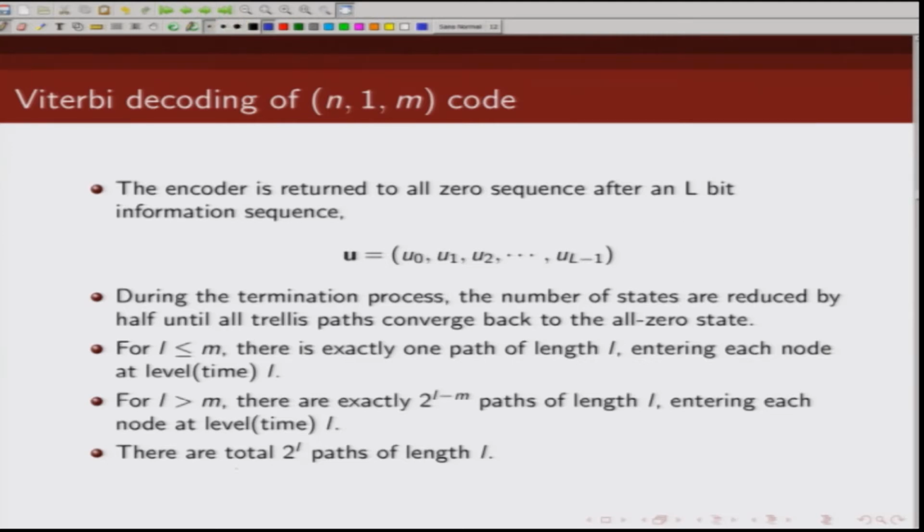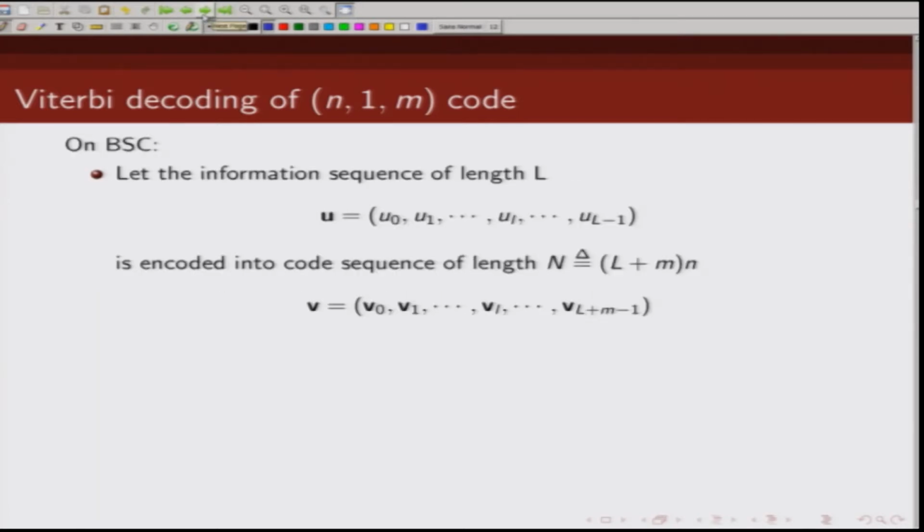And in total there are 2 raised to power L paths of length L in this trellis diagram. So, let us consider how we are going to decode this convolutional code, which can be represented by its trellis diagram. We are considering a binary symmetric channel. Now, recall what a binary symmetric channel is.